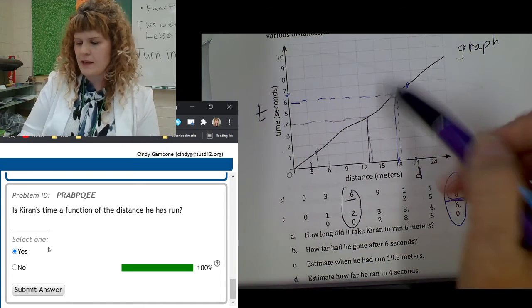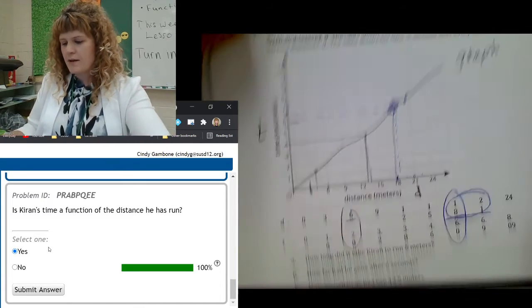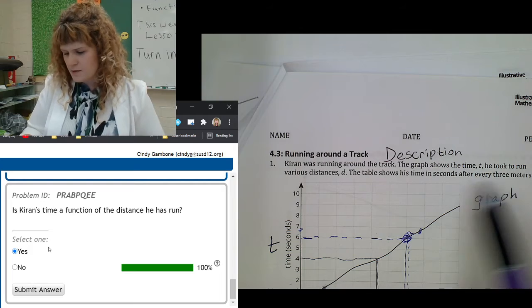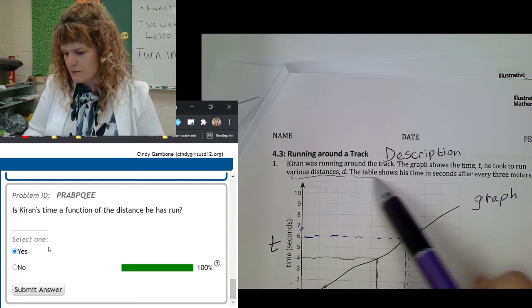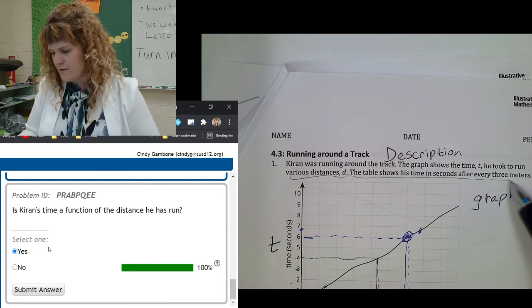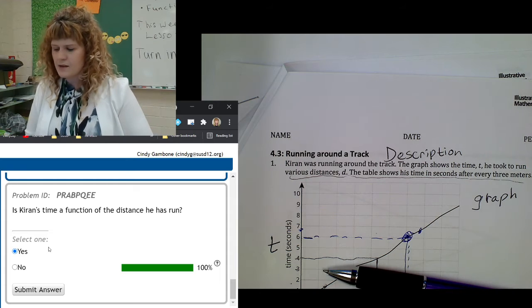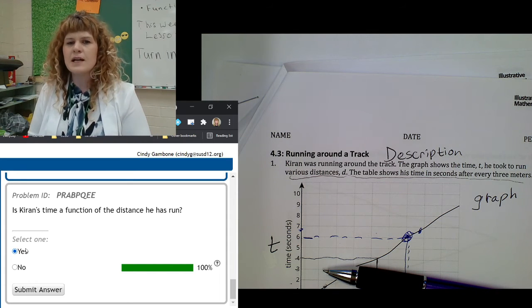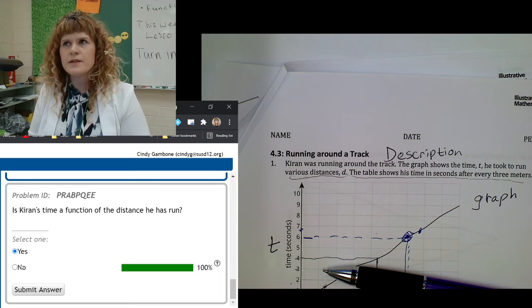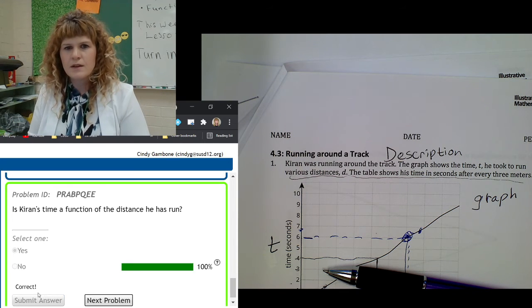Let's read the statement again, just to double check. The graph shows the time he took to run various distances. The table shows his time in seconds every 3 meters. Yeah, I guess so. Every 3 meters, his time increases. So the time it takes depends on how many meters he has run.